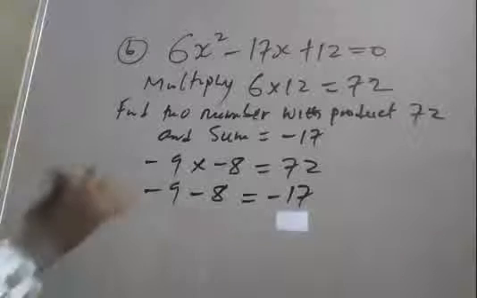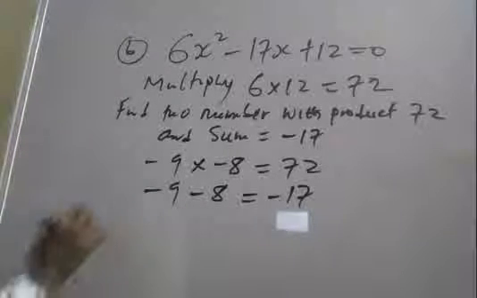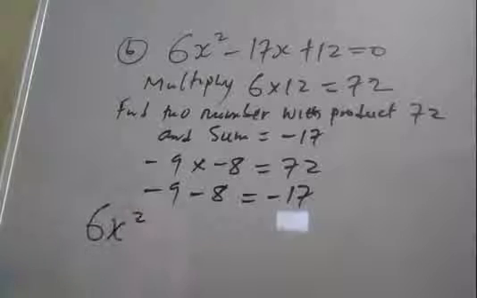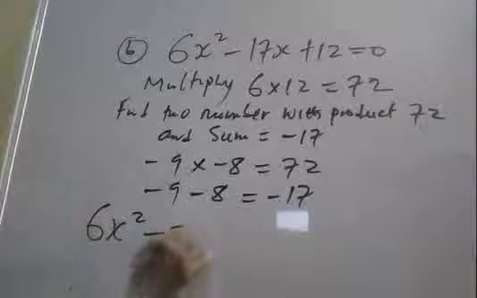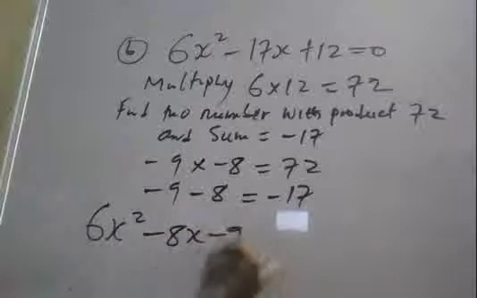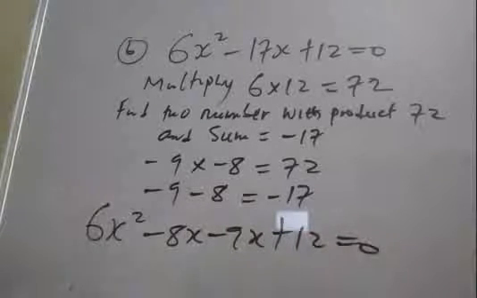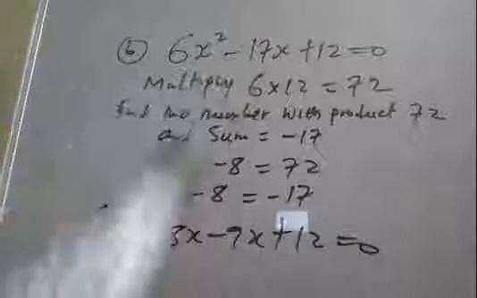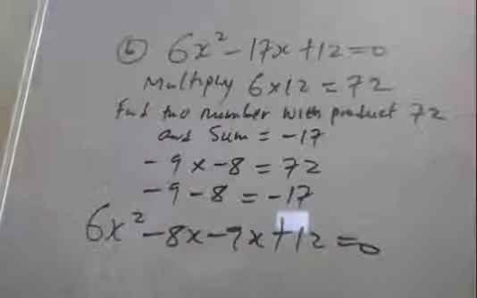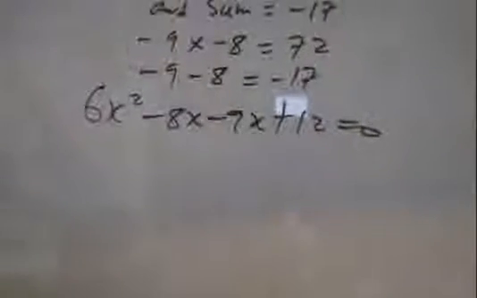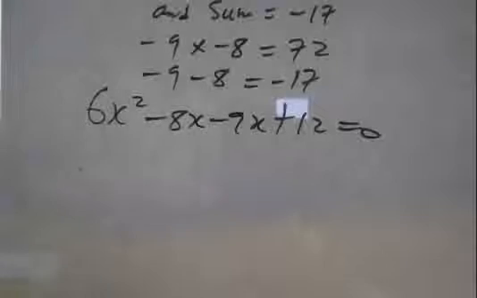So what I need to do, the equation will become, remember we replace, 6s squared minus 8s minus 9s plus 12 will be equals to 0. So what we did is to replace your 17 with 9 and 8. You put that in the place of 17. And the equation will still remain the same.